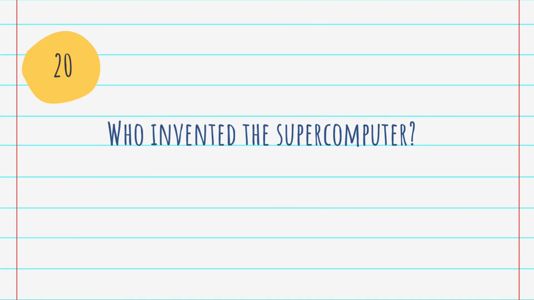Question number 20. Who invented the supercomputer? Answer is Seymour Cray in the 1960s. A supercomputer is a computer with a high level of performance compared to a general purpose computer. Supercomputers were introduced in the 1960s and for several decades the fastest were made by Seymour Cray at Control Data Corporation.